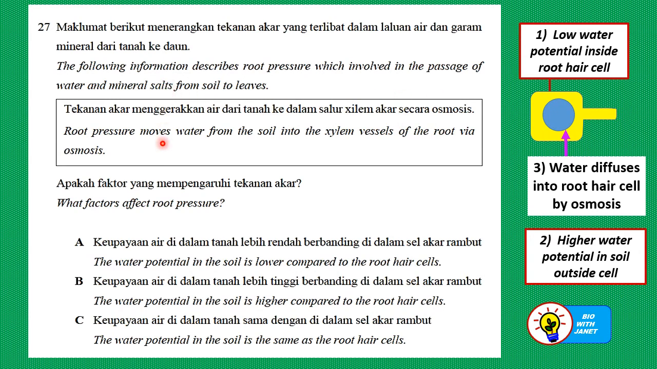So the answer to this question, what factors affect root pressure or cause the root pressure to occur, it should be B. The water potential in the soil is higher compared to that in the root hair cells, and that's how water can diffuse into the root cells by osmosis to produce the root pressure force.